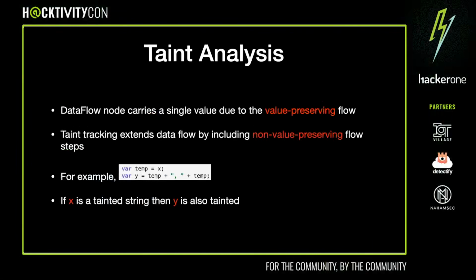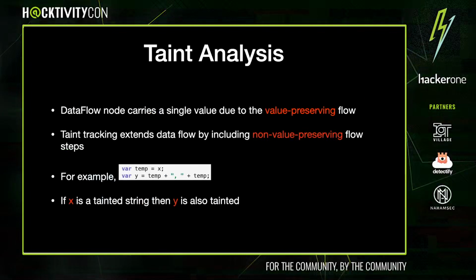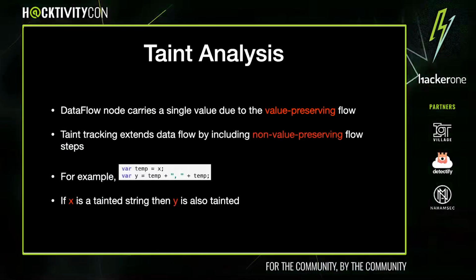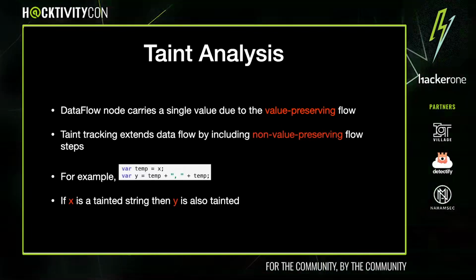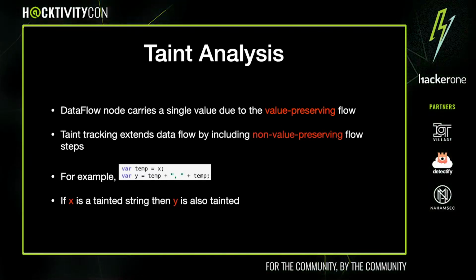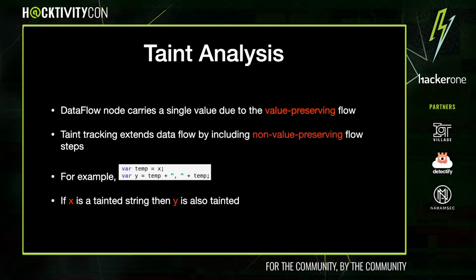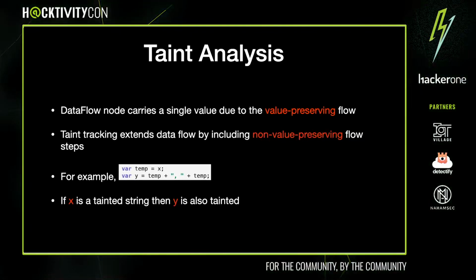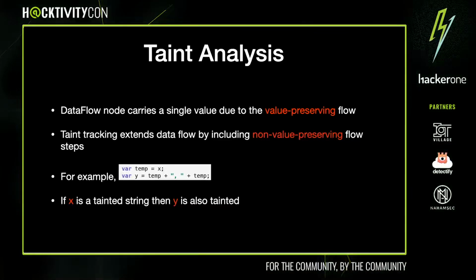Taint tracking differs from basic data flow in that it considers non-value-preserving steps in addition to normal data flow steps. For example, in the assignment y = x + "-" + x, if x is tainted, then y is also tainted, even though there is no data flow from x to x + "-" + x.